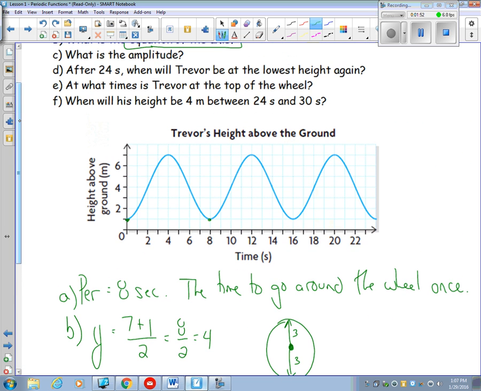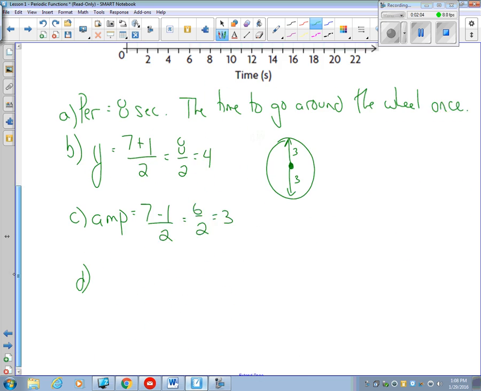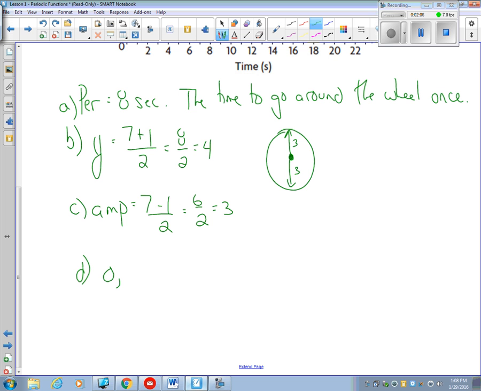D. After 24 seconds, when will Trevor be at the lowest height again? So we notice he's at the lowest at 0, and then 8, and then 16, and then 24. When's the next lowest height going to be? Well, using our idea of periodic and repetition, if I were to write down 0, then 8, then 16, then 24, these are all following the exact same period, right? The next ones would be 32 and 40 and so on and so on. They're going up by that 8-second period every single time.